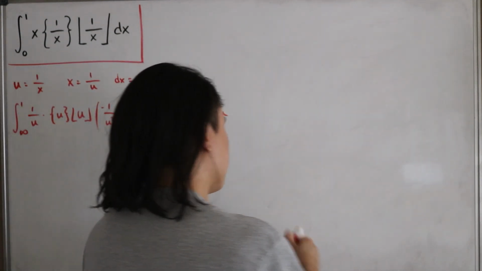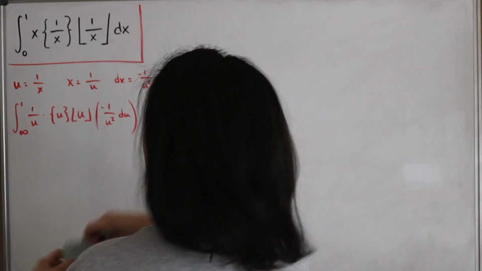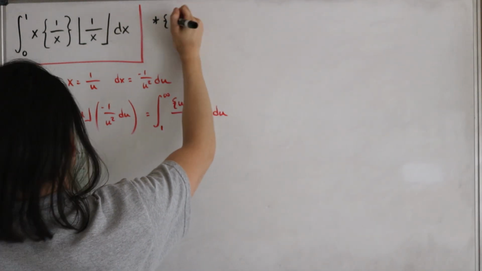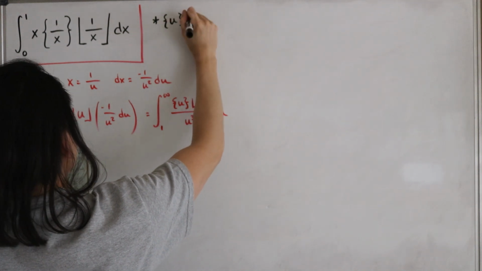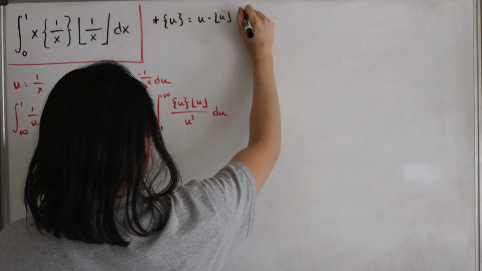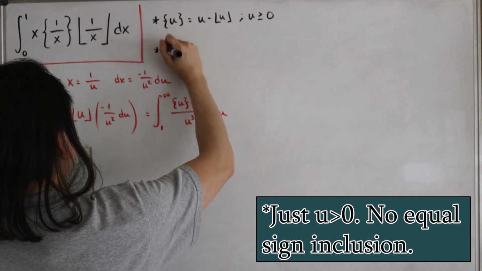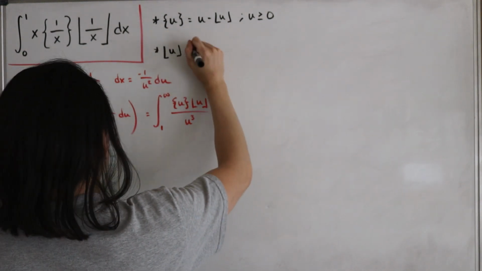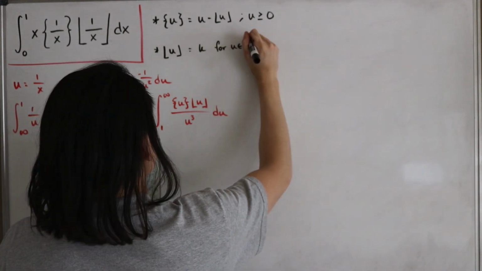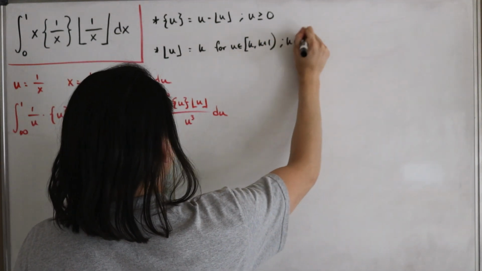So let's now utilize the formulas for the floor and the fractional part. It's first worth noting that the fractional part of some function, let's just call it u in this situation, is simply equal to u minus the floor of u, where u is greater than or equal to 0. Then the floor of u is simply going to equal k, such that u is in the interval from k inclusive to k plus 1 non-inclusive, where k is an integer.